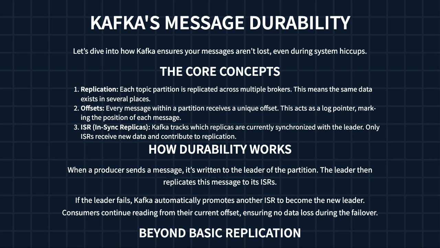Then there are offsets. These are unique identifiers for each message, essentially a log pointer telling us where the message is in the stream. And finally, Kafka keeps track of which servers, called ISR, are keeping up with the main server or leader. If that main server goes down, and it will eventually, another ISR automatically takes over. Consumers don't lose their place, they just keep reading from where they left off. It's a really clever system that guarantees your data isn't lost even when things go wrong.